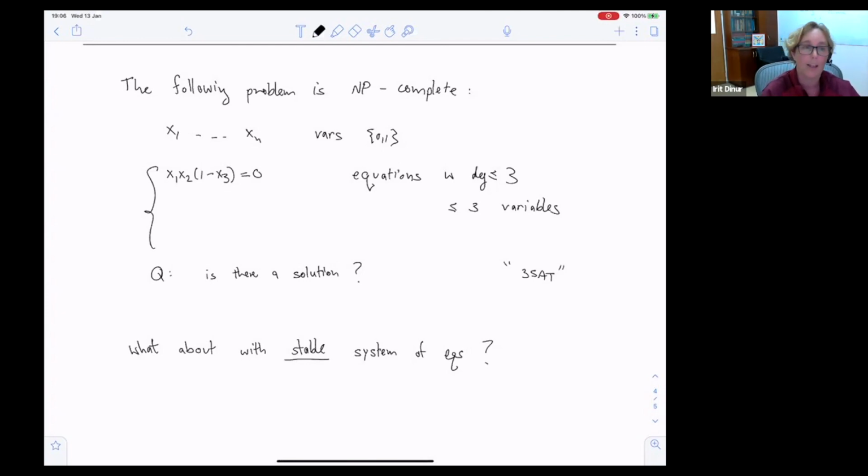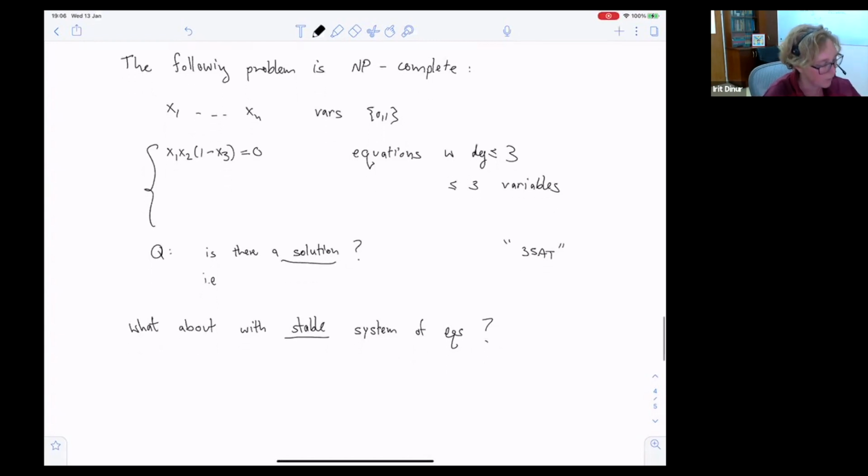Maybe the word solution needs clarifying. The first one is not actually a solution. It's just putting zeros and ones in the variables. But the word solution here is clear: it's an assignment of zeros and ones that satisfies all of the equations.